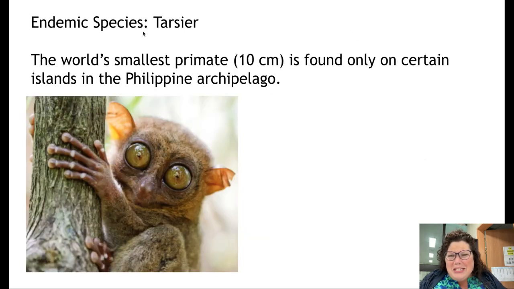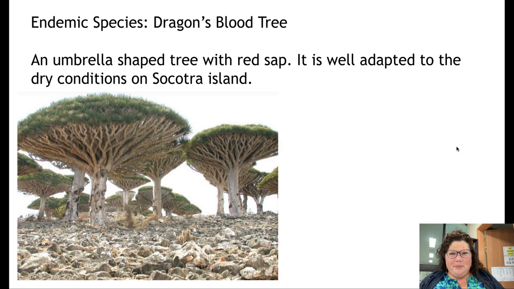This is another one. This is the tarsier. It's the world's smallest primate, found in the Philippines. Again, very specific to this area. And the last one I'm talking about is the dragon's blood tree, a really unique tree. It is in the Socotra Islands. We don't see this really anywhere else because it's so well adapted to these islands.